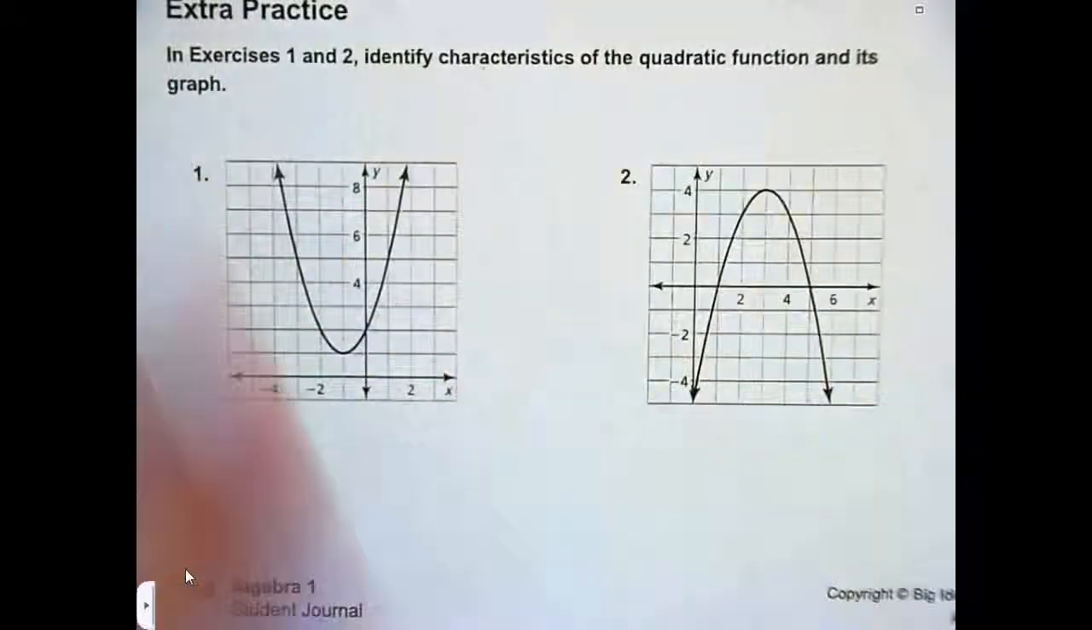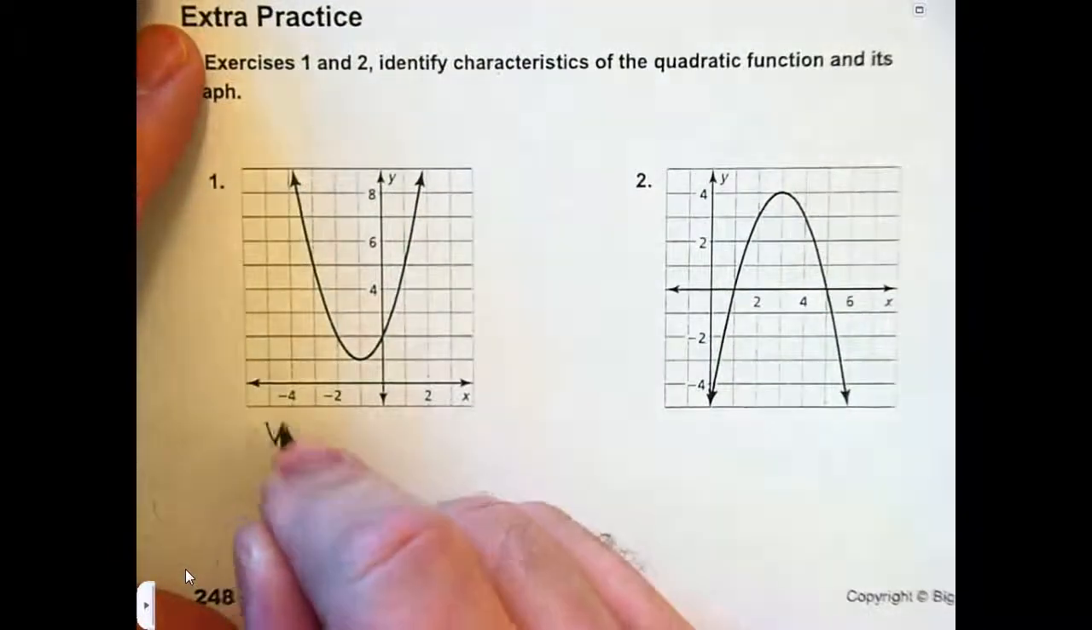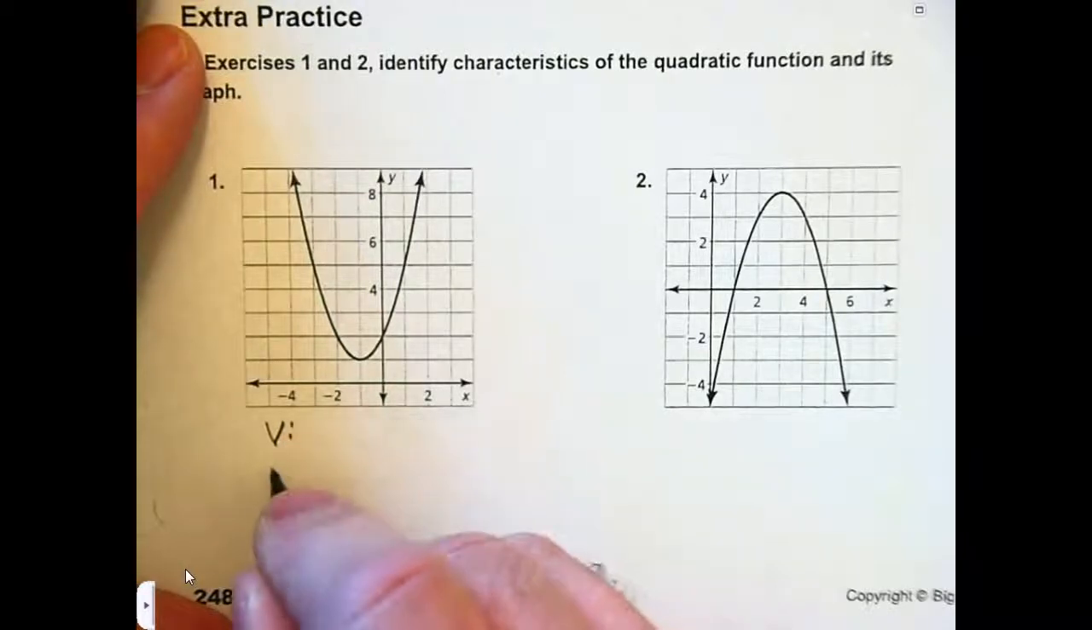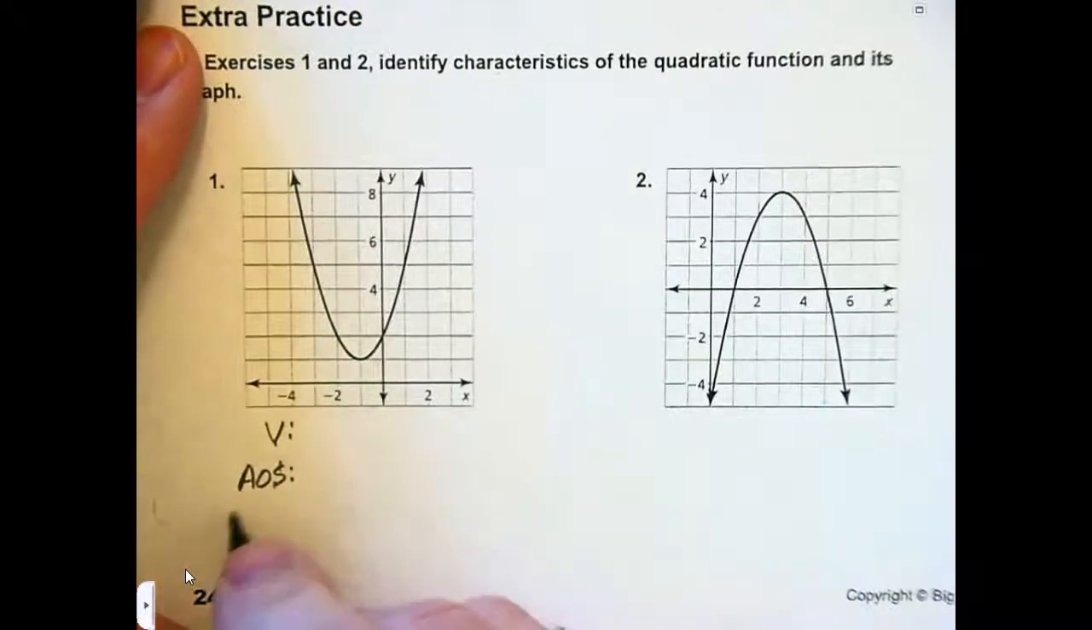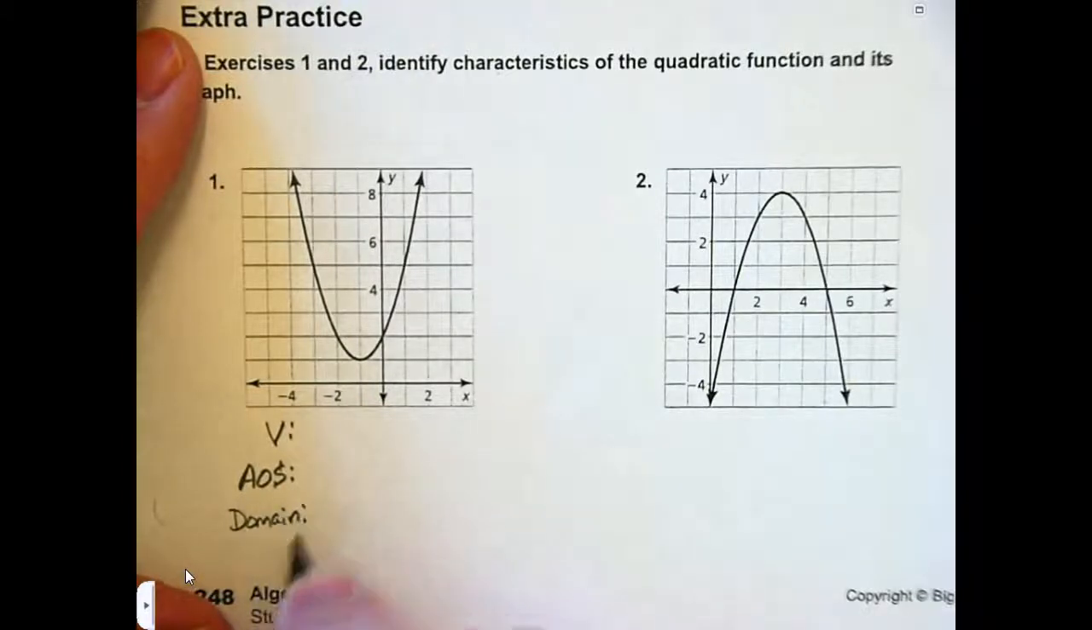Tell me where the vertex is. Tell me where the axis of symmetry is. Start with those two things, and we'll move on from there. We'll ask where the domain is, but for right now, get those first two, and the range.